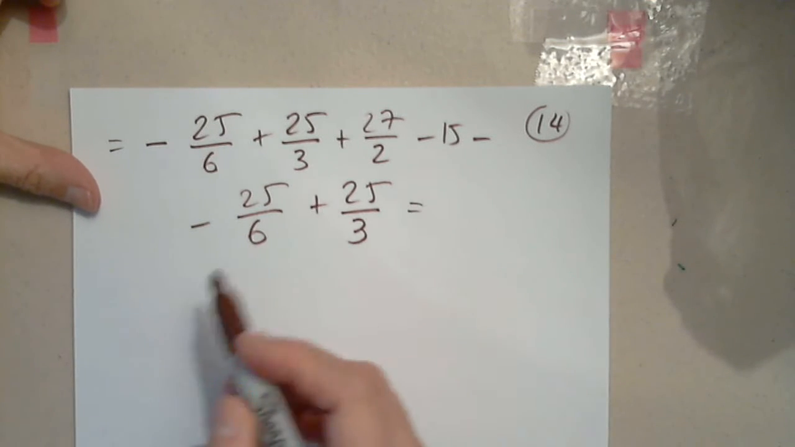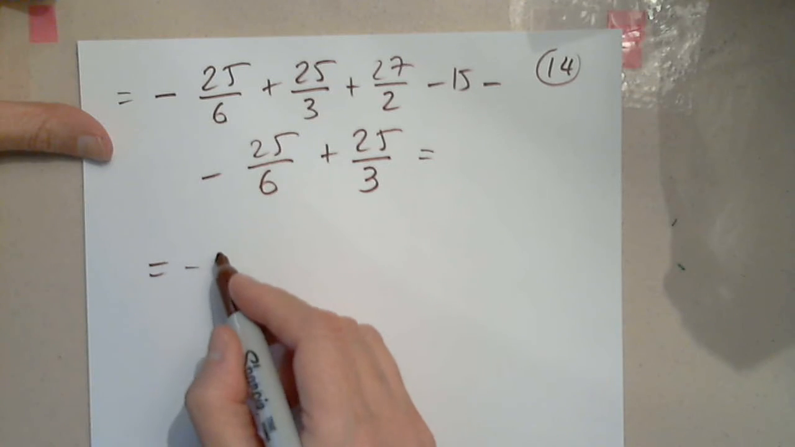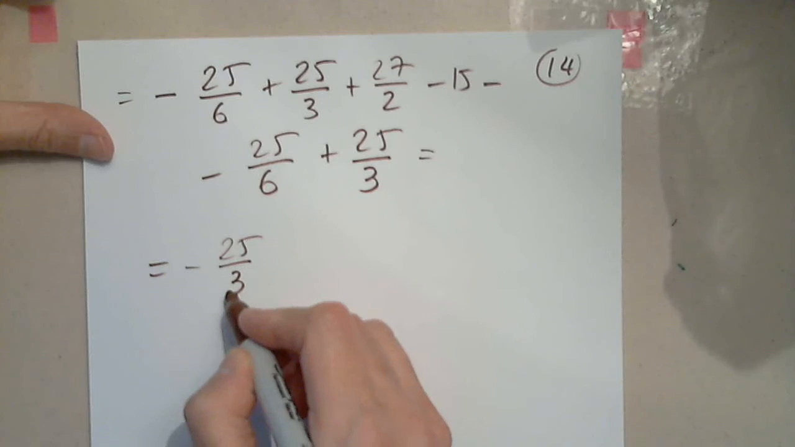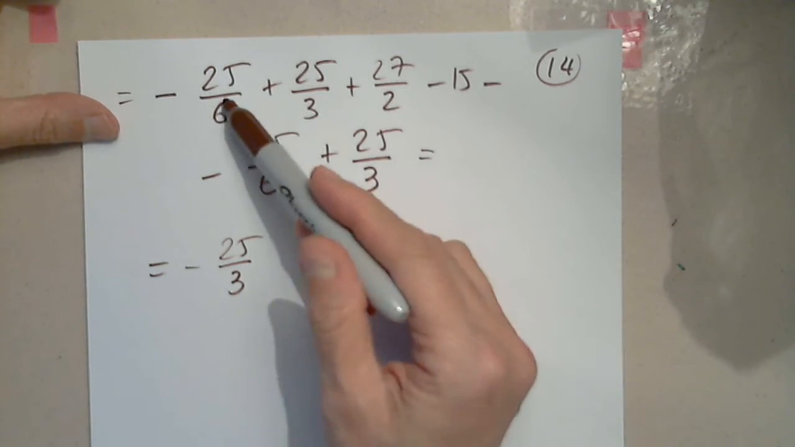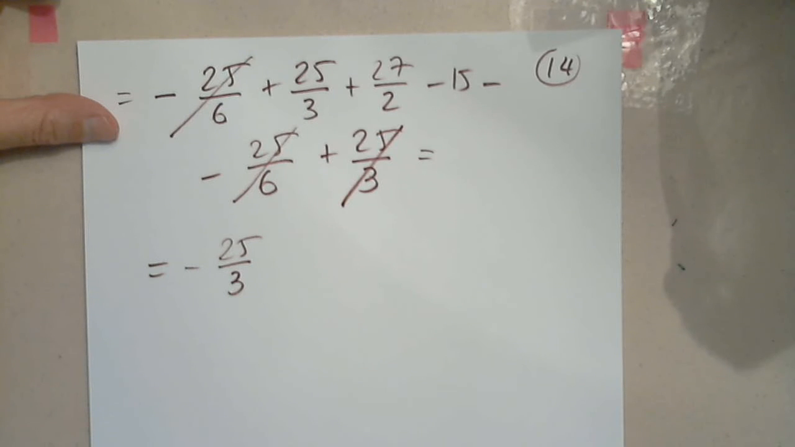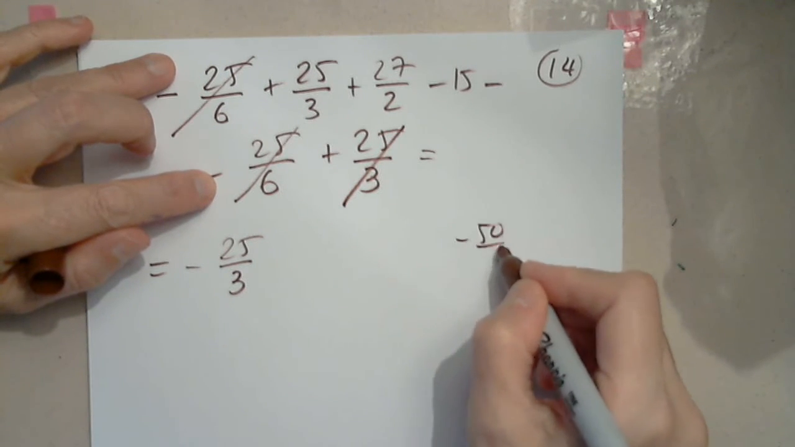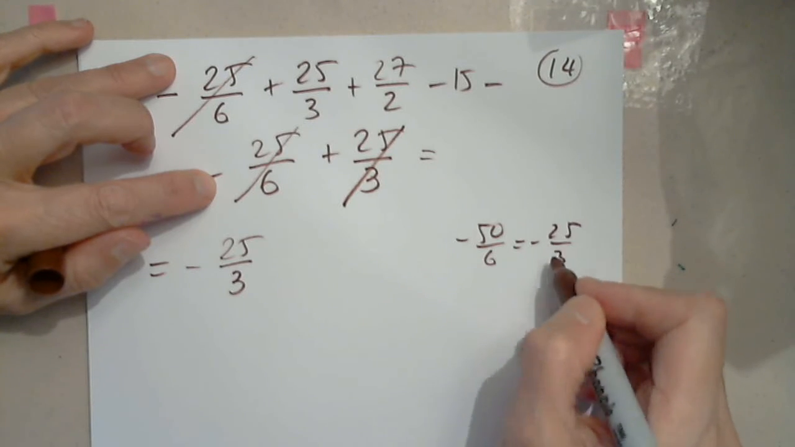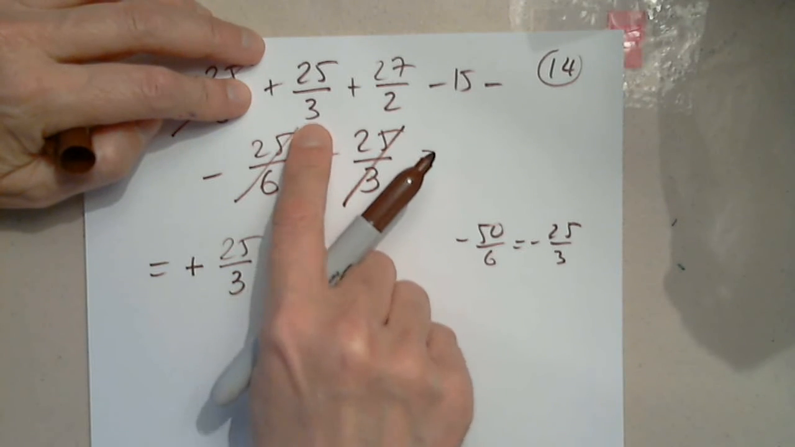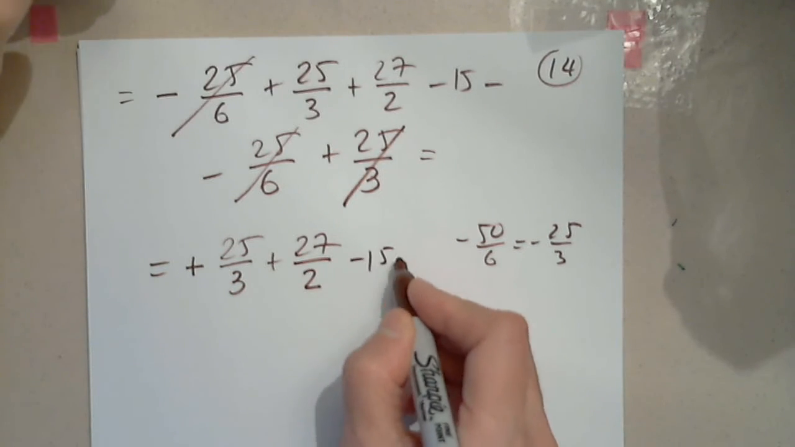So when I add these two, I get negative 50 over 6, which is negative 25 over 3. So then these will cancel out. Because when I add here, I have negative 50 over 6 or negative 25 over 3, which will cancel with that. I still have a positive 25 over 3 plus 27 divided by 2 minus 15.